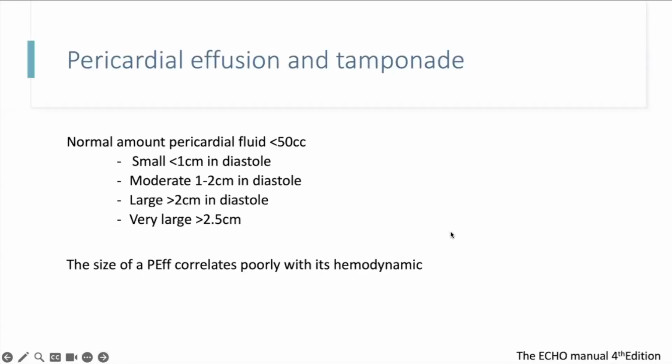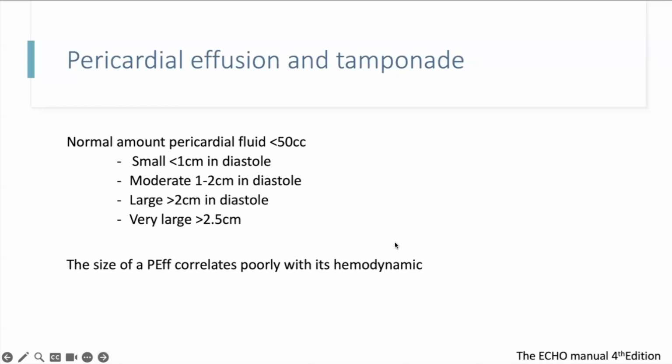The next thing I want to talk about is the pericardial effusion and tamponade. The normal amount of pericardial fluid is less than 50 cc. We call a pericardial effusion small if the size is less than 1 centimeter in diastole. It's moderate if it's 1 to 2 centimeters. We call it large if it's more than 2 centimeters. And in the echo manual, they actually have another category. So if it's more than 2.5 centimeters, they call it very large.